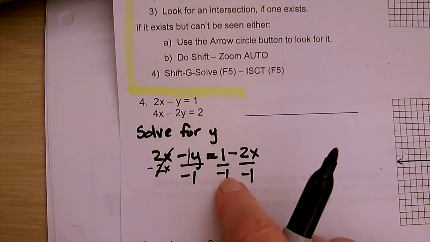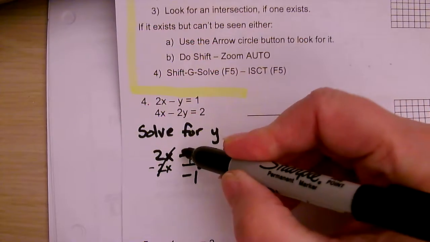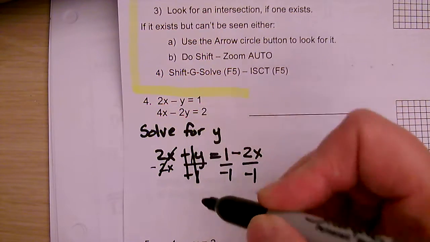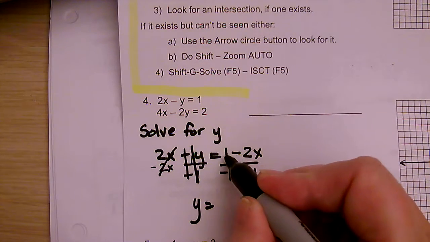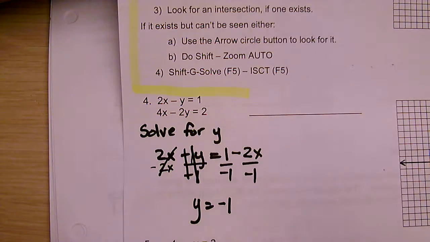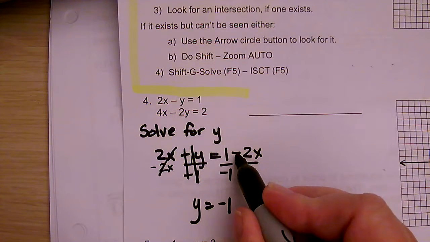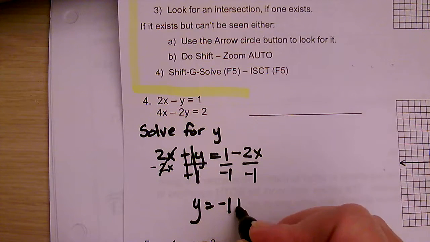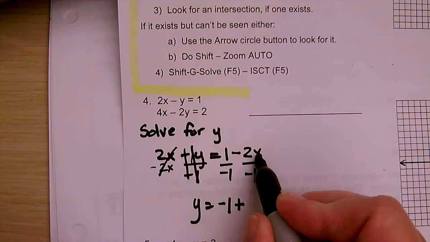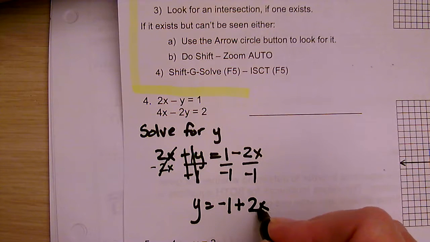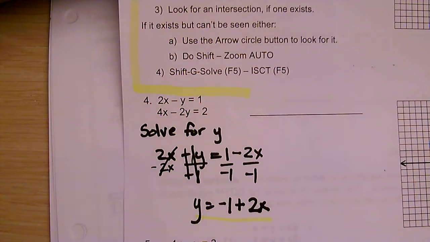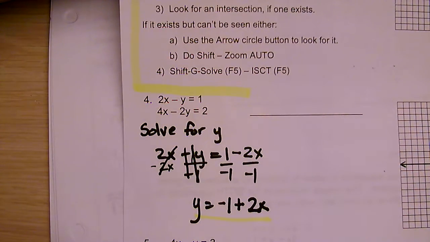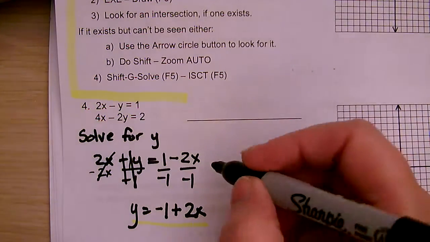This gets a -1, this gets a -1, this gets a -1. The negatives cancel out, the ones cancel out. Now I'm ready to do my dividing. So 1 divided by -1 is -1. I have a negative divided by a negative, that's a plus. And my 2x divided by 1, of course that doesn't change, that's just 2x. So I'm going to keep that one handy. So that's the first equation. But I've got to go, and I'm only halfway there. I've got to do it for the other equation as well.